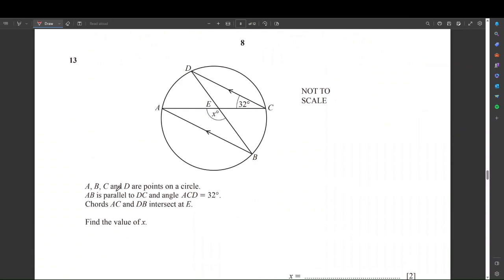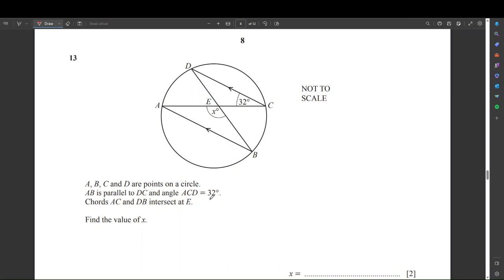All right. A, B, C, and D are points on a circle, and AB is parallel to DC, and angle ACD is equal to 32 degrees. Chords AC and AB intersect at E. We need to find the value of X. All right. So one thing is that the arc CB draws the angle over here and over here, and similarly, we see that arc DA draws angle over here and angle over here. So these two angles are the same. That's one thing. So we got 32 degrees over here.